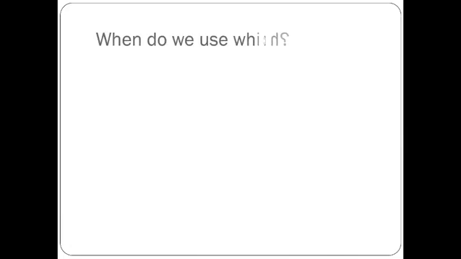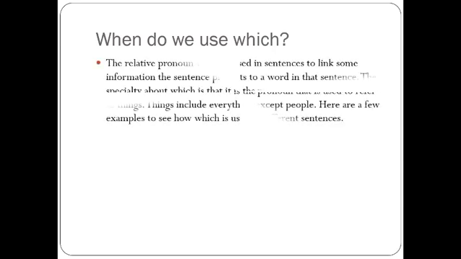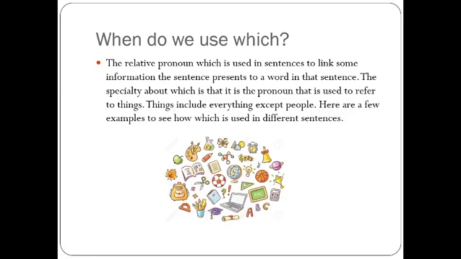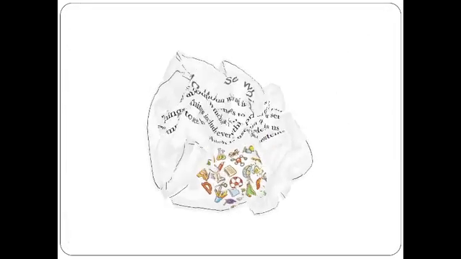When do we use which? A relative pronoun is used in a sentence to link some information the sentence presents to a word in that sentence. The speciality about which is that it is the pronoun that is used to refer to things. Here are a few examples to see which is used in different sentences. So let's see a few examples.